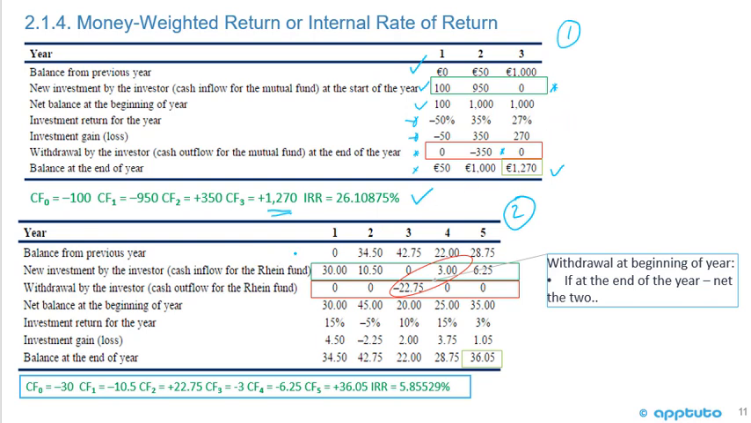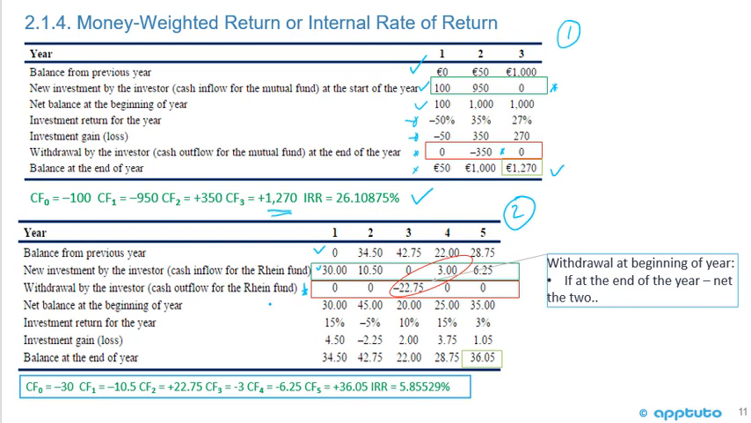That's the reason why I wanted to show 2 examples, because on this one, the second one, they're starting with 0. They're doing a new investment, so I've circled in green the new investments always because those are definitely cash flows. But then they have a withdrawal by the investor. This is also at the beginning of the year. This is not at the end of the year, okay?